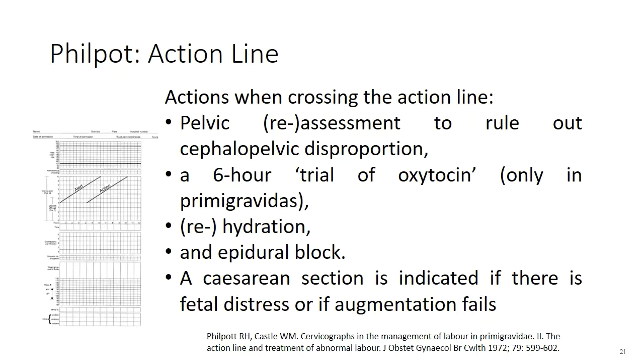But in fact, even when Professor Philpot in 1972 described the action line, he said that when the patient crosses the action line, the action you should take is to make sure there's no cephalopelvic disproportion. If that's excluded, give a 6-hour trial of oxytocin, only in primigravidas. Make sure the patient is well hydrated, give an epidural block if necessary. But if all of this fails, or if there's fetal distress, then do a cesarean section. So the action was never straight away delivery. The action was always to reassess the patient, rehydrate the patient, and see if there's anything that you can do to expedite labor.